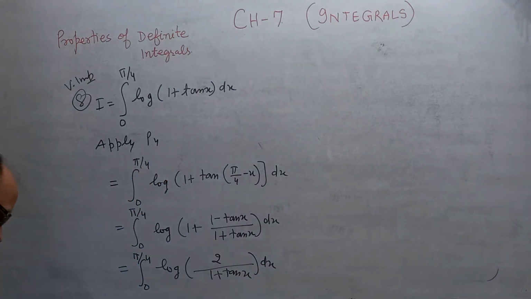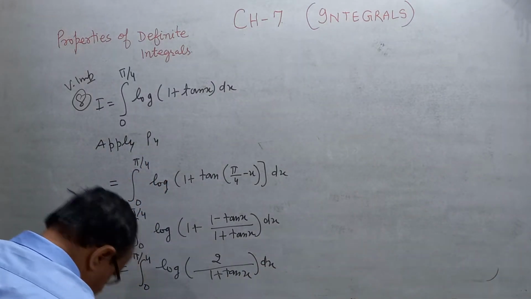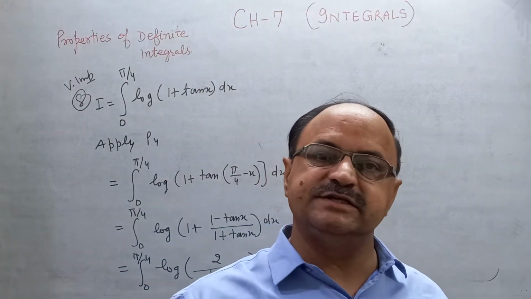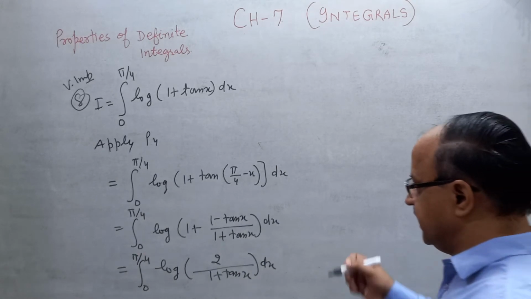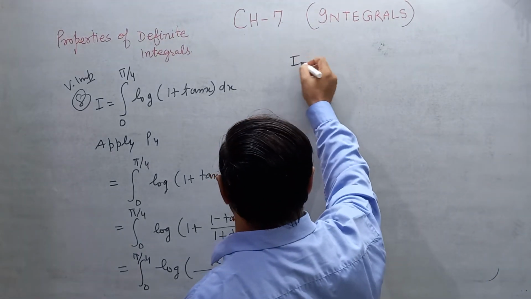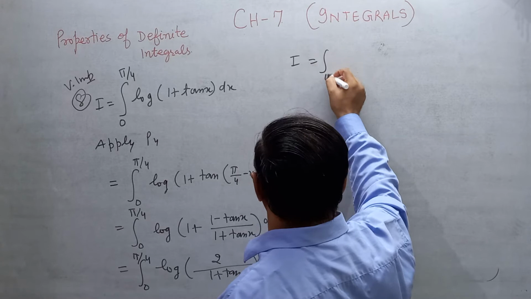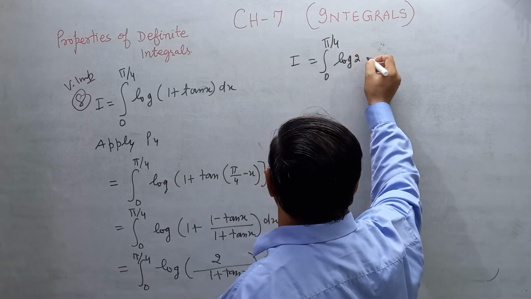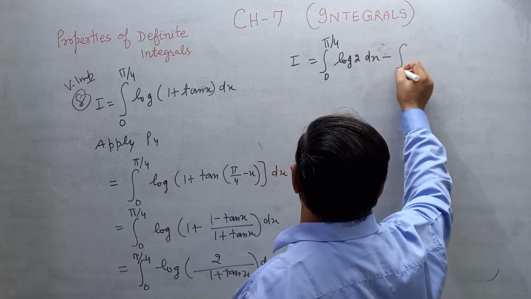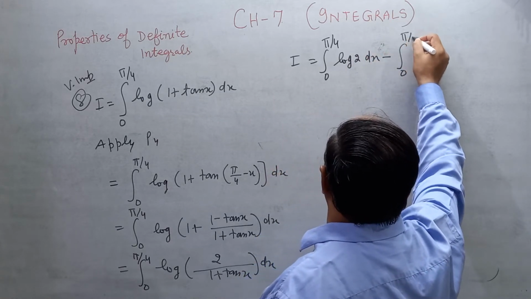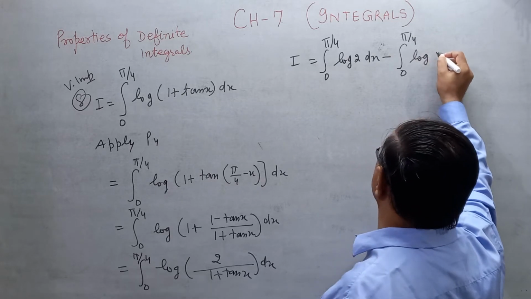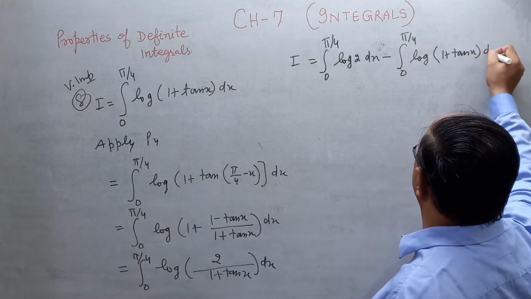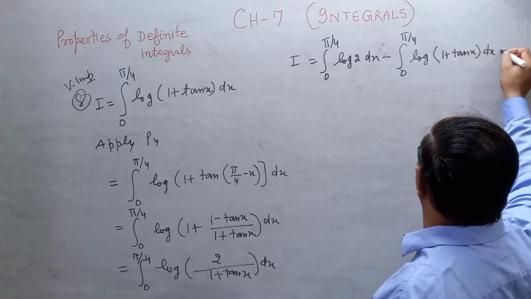Now you can apply the log m by n property, that is log m minus log n. Apply that property here. That is integration 0 to pi by 4 of log 2 dx minus integration 0 to pi by 4 of log 1 plus tan x dx. This is the second equation.